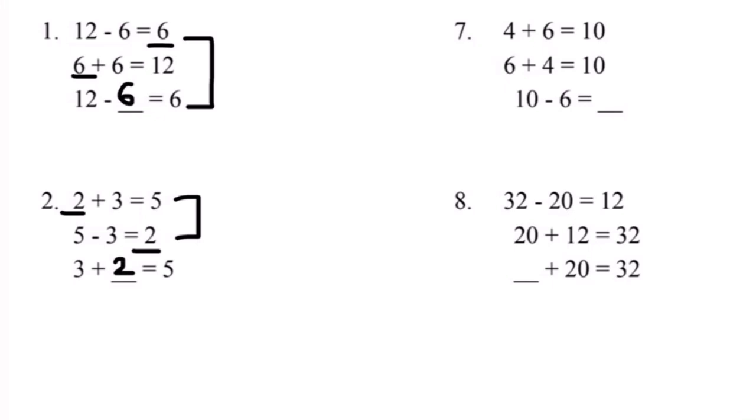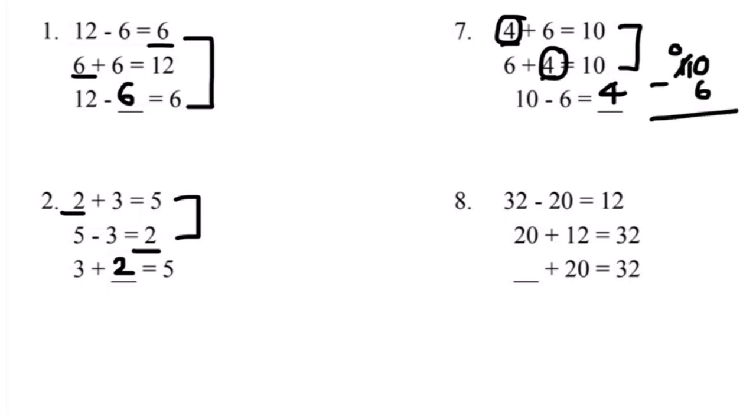Number 7, 4 plus 6 equals 10, and 6 plus 4 equals 10. And it gives us the final equation, 10 minus 6 equals what? Well, we know, based off the two given equations, 4 plus 6 equals 10, and 6 plus 4 also equals 10. Therefore, 10 minus 6 equals 4, and we could double check that by actually subtracting it. 10 minus 6, we borrow. 10 minus 6 equals 4.